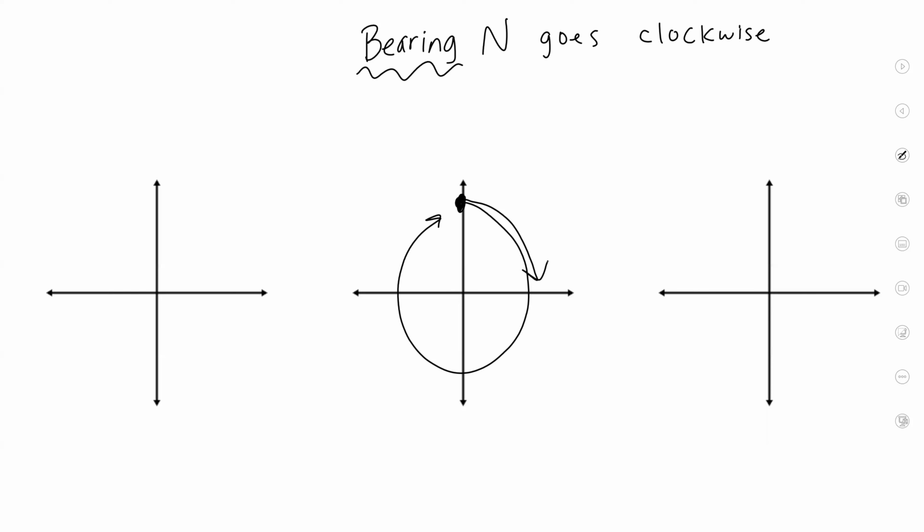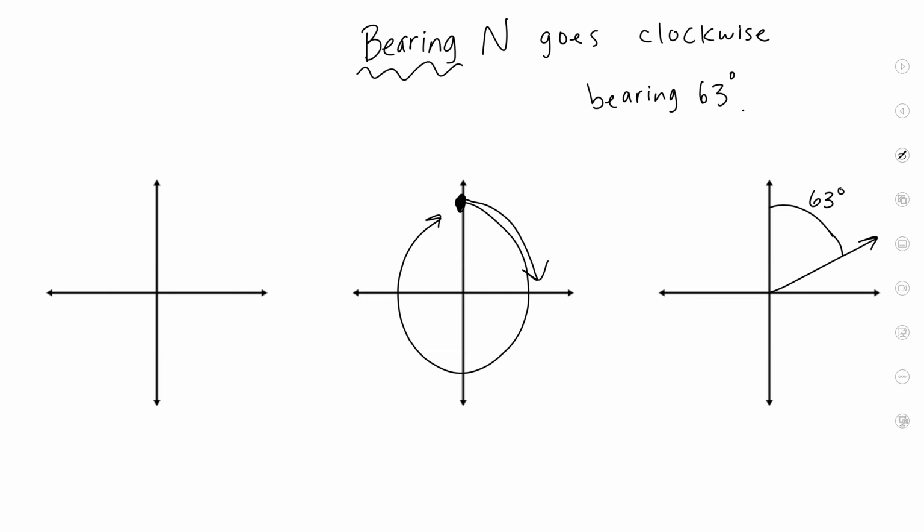Okay? So if I say bearing 63 degrees, I'm just going to assume I'm starting north and going this direction towards the east, clockwise. So this would be looking like that, 60 degrees.